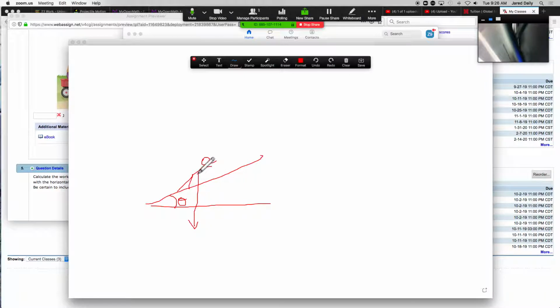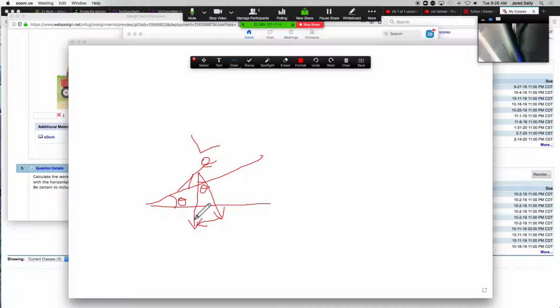But we want to know what component of the weight is pushing him down the hill this way, because that's the one he has to overcome for this distance. So what portion of that weight is pushing that way? Well, remember when you rotate your axes, you have your axes like this, right? And you have a component that goes this way and a component that goes this way. And this is your angle theta.